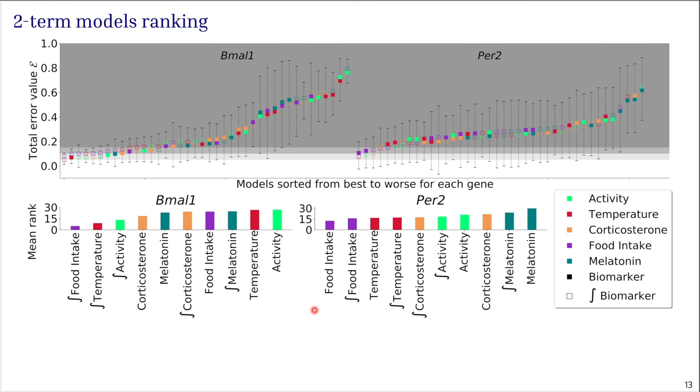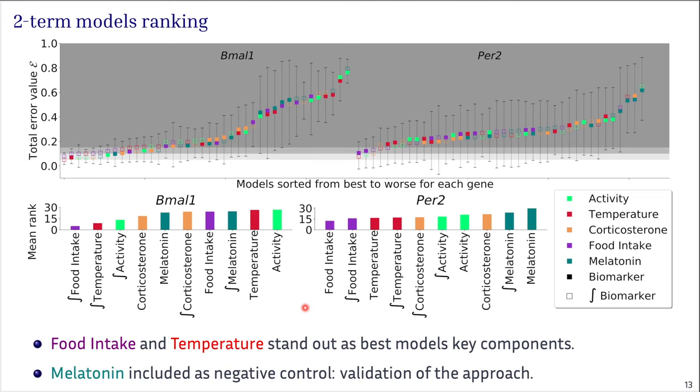This is something that can be seen in the literature. For instance, temperature activates heat shock protein that are known to activate PER2 transcription. Conversely, melatonin is a regulator involved in mostly the worst models. And this is something that comes as a validation of our approach, because the gene expression that we used comes from the liver, and hepatocyte cells do not possess any melatonin receptors. So any model involving melatonin that would have obtained good performances would have been the result of a spurious correlation.